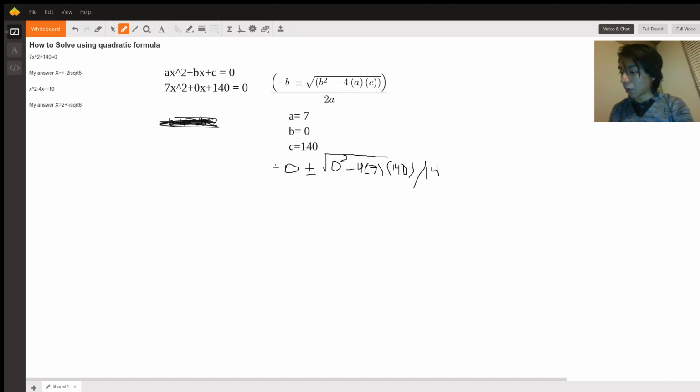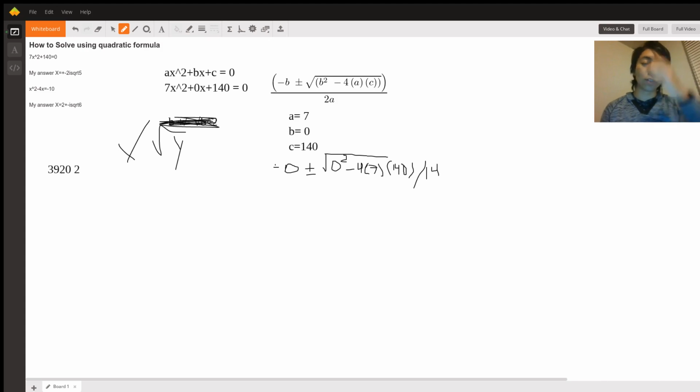So 7 times 140 times 4 is 3,920, and that doesn't have its own square root, so it's going to give you a number in the form of x times the square root of y. For that, we have to factor this huge number into smaller numbers, and that's what we're going to do right now. We just write down the number, and then we start breaking it down into smaller factors.